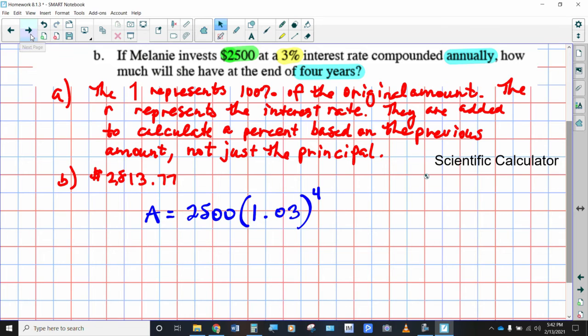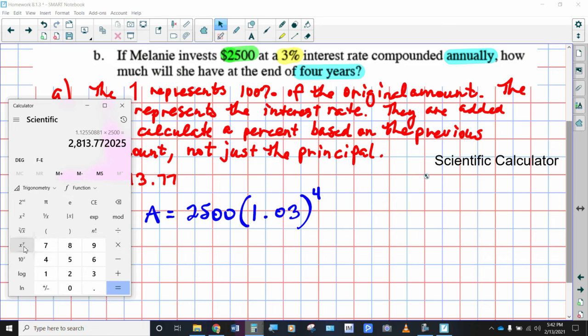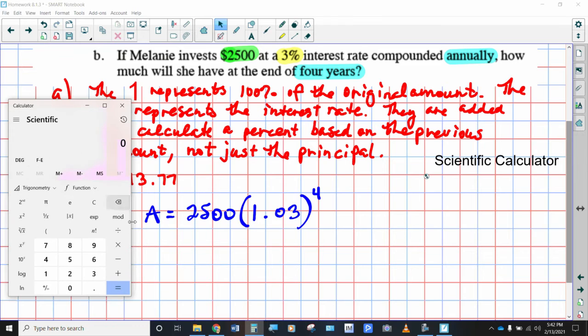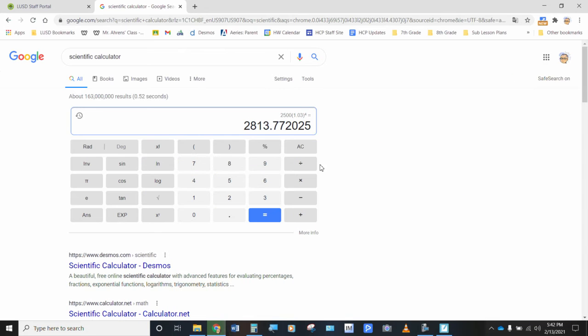Every calculator is built a little differently, and so most of them have this button right there if it's a scientific calculator. If it's a regular, standard calculator, you're not going to get that. All you can do with this standard calculator is square numbers. You can't take it to the 4th or the 12th power. So get yourself a scientific calculator or get used to Google's scientific calculator here.